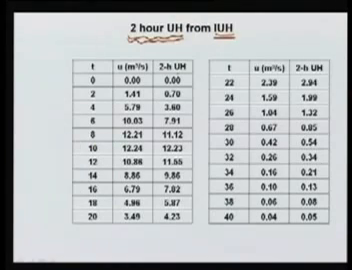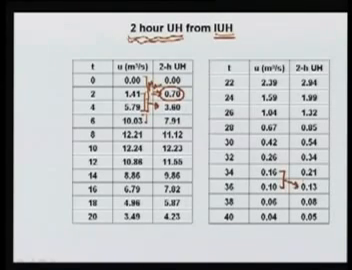Then if we want the 2-hour unit hydrograph, the value of 0.7 here is the average of these two. Mean of 0 and 1.4 will give us 0.7. Similarly, the ordinate of the 2-hour unit hydrograph at 4 hours would be the mean of 1.4 and 5.8, and so on. So all the ordinates can be obtained in such a way.